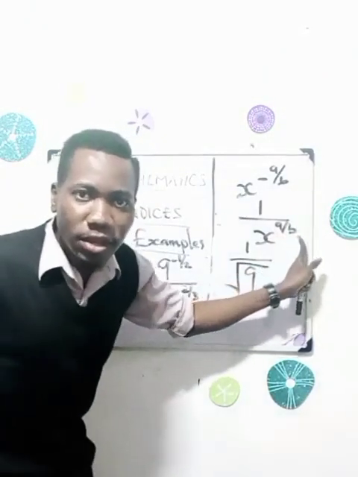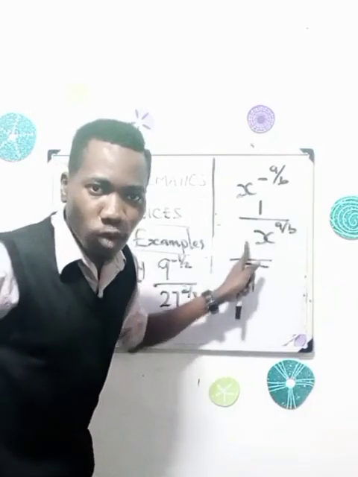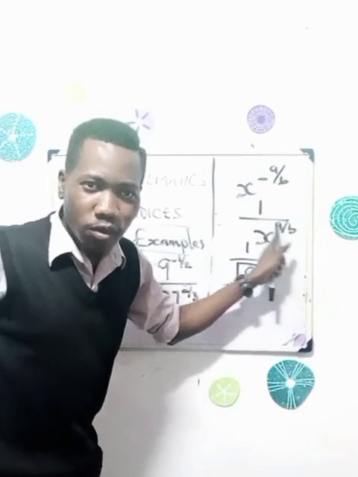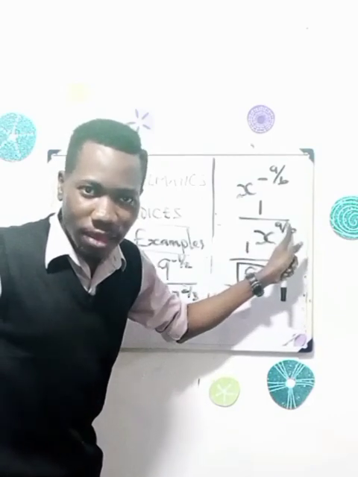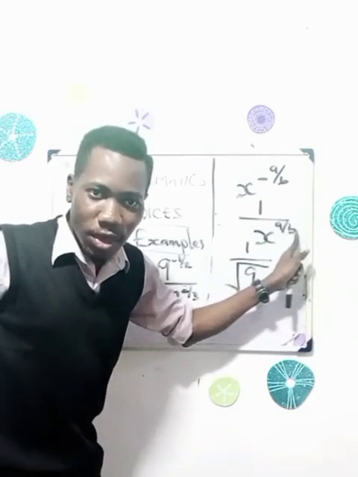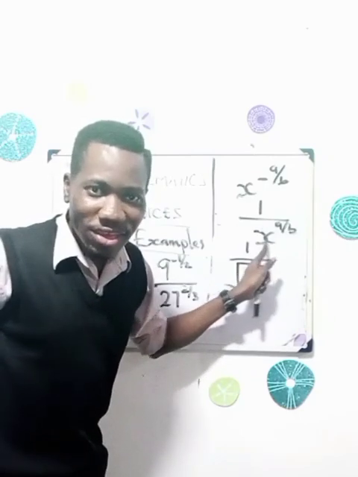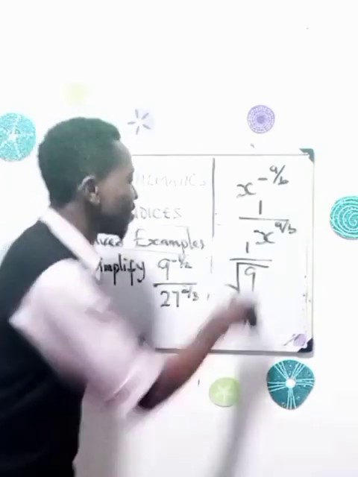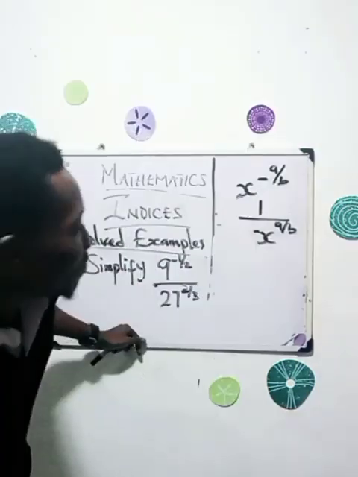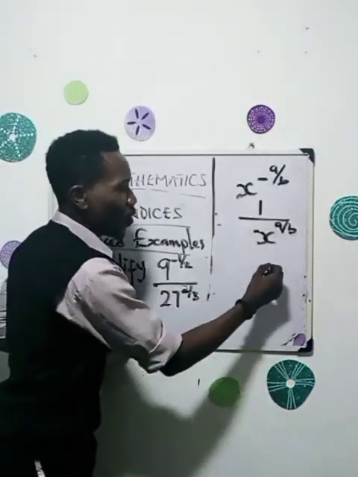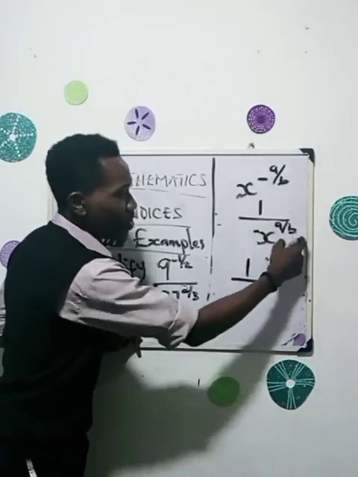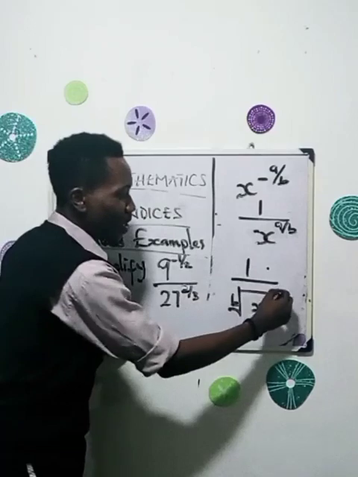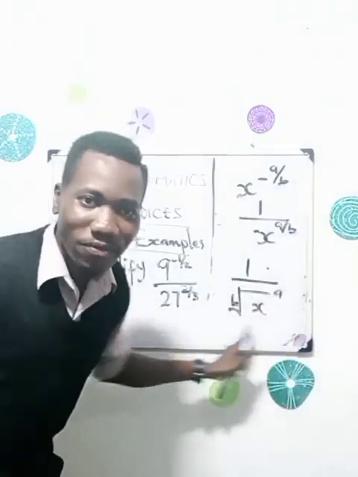So now this b becomes the root of x raised to the power of this a. This b down here becomes the root of x raised to the power of this a. So you're going to have the b root of x becomes 1 over the b root of x raised to the power of a. So this is what you're going to have.